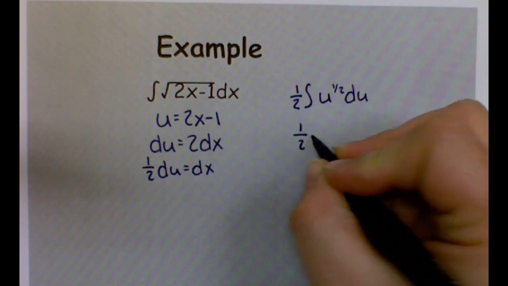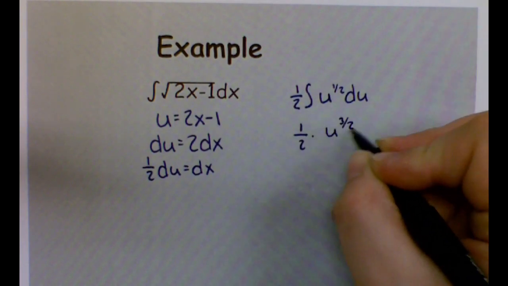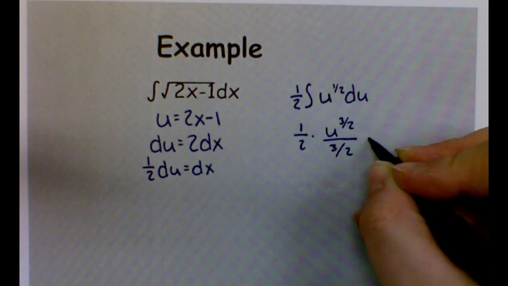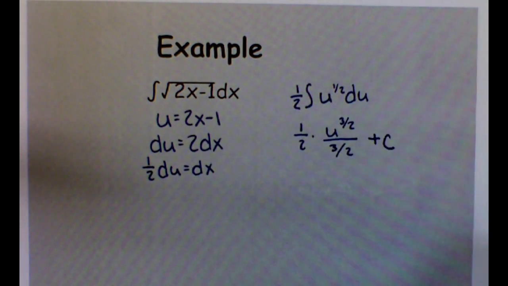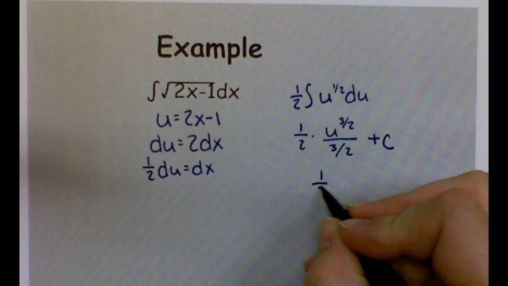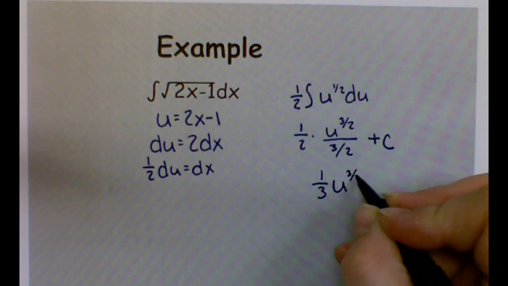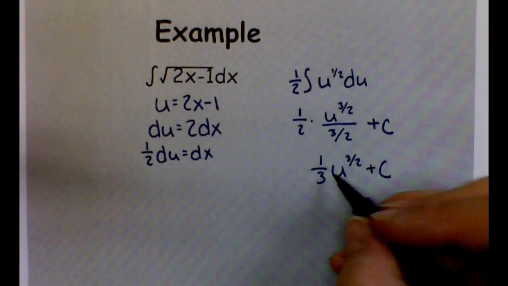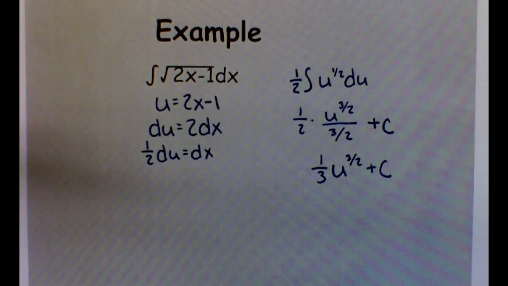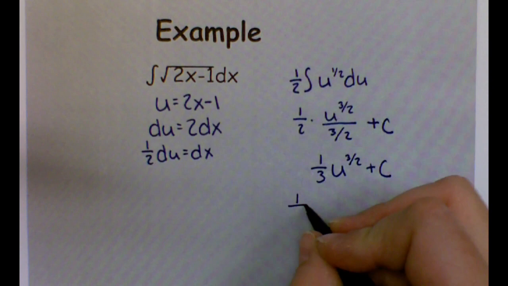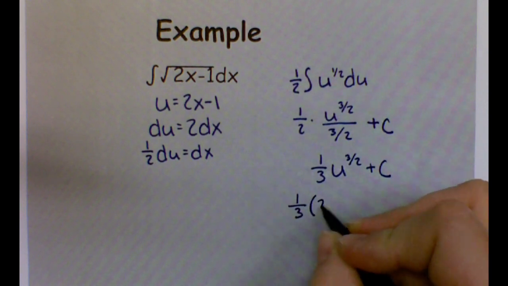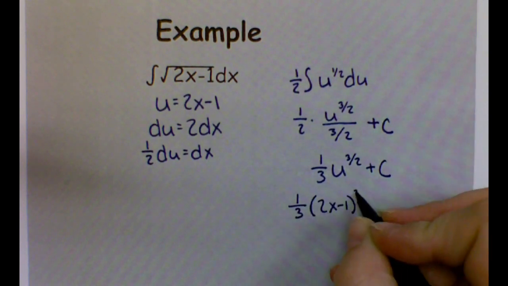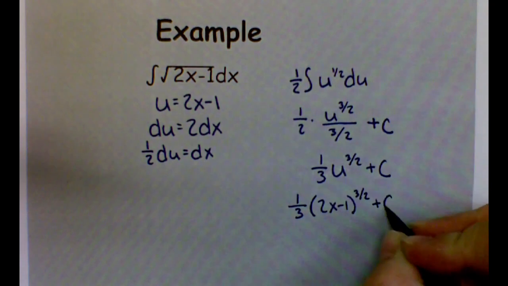So I have 1/2 times u to the 3/2 power divided by 3/2 plus c, which makes 1/3 u to the 3/2 power plus c. But we have to always remember to switch it back. Don't leave the u in your problem unless you had a u originally. So I have 1/3 of 2x minus 1 to the 3/2 power plus c.